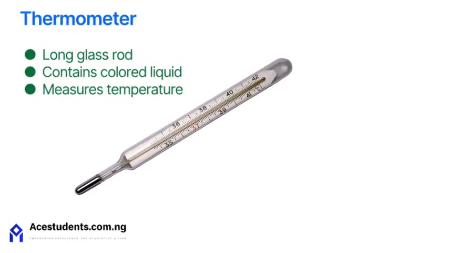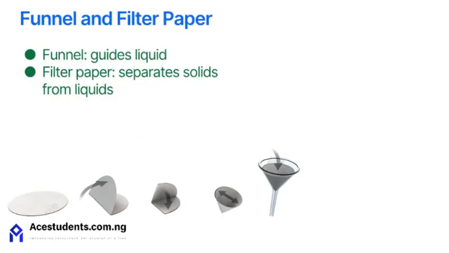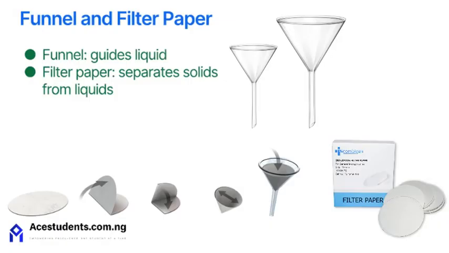Next is the thermometer. A thermometer measures how hot or cold something is. The liquid inside rises as the temperature increases. Funnel and filter paper. A funnel helps pour liquids safely. When filter paper is added, it separates solid particles from a mixture.